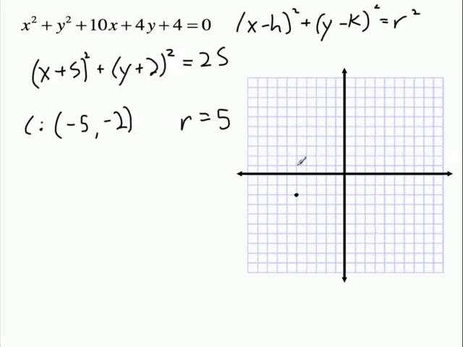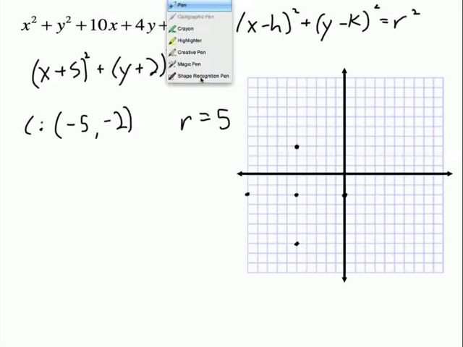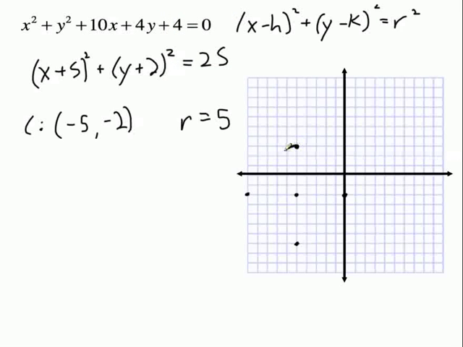So 1, 2, 3, 4, 5. So I'll do that guy. 1, 2, 3, 4, 5. This guy. This guy. And this guy. Now remember, you don't want to go diagonally 5 because then you start making a square. So we're going to have a circle that looks like that right there.